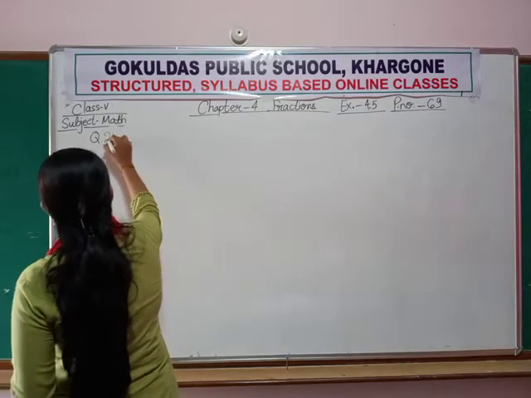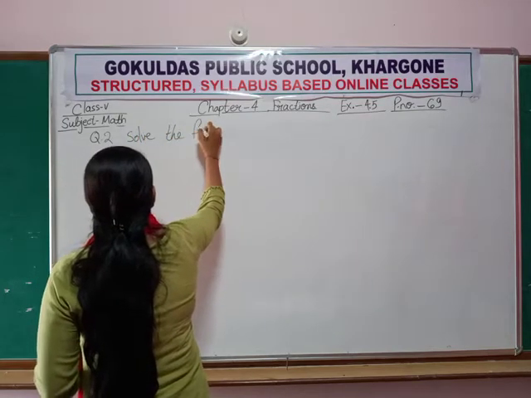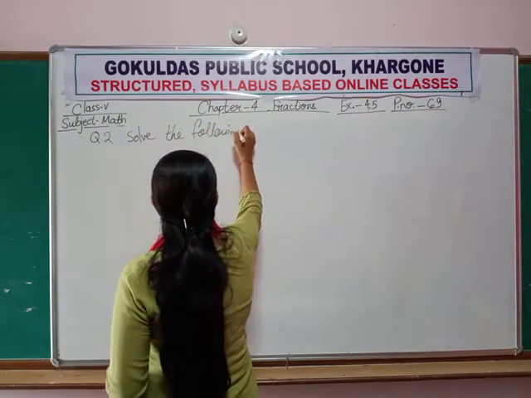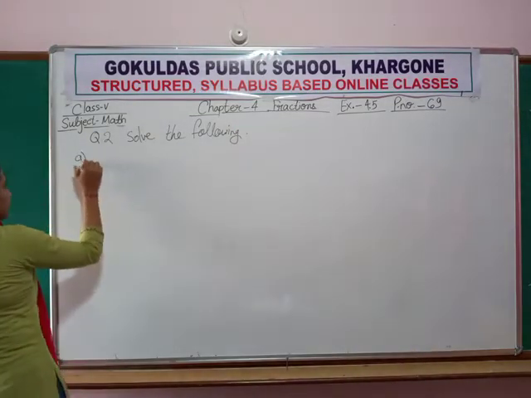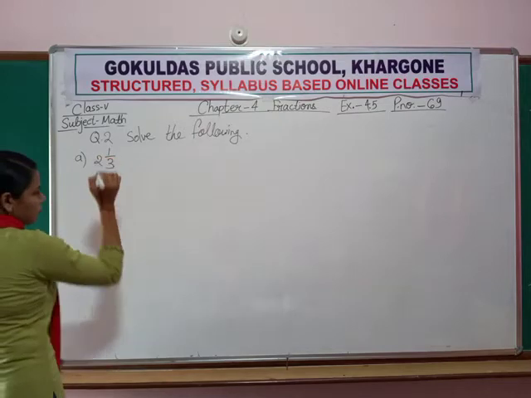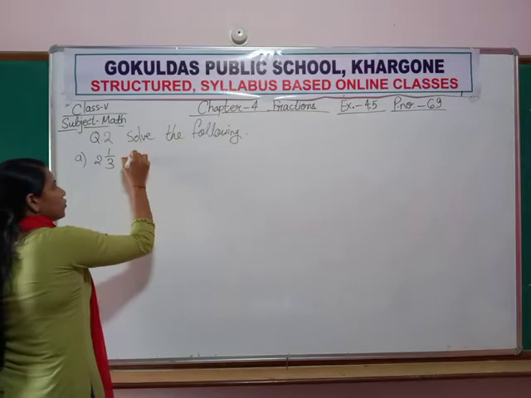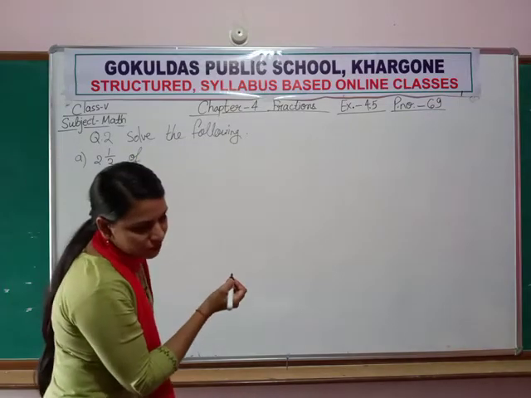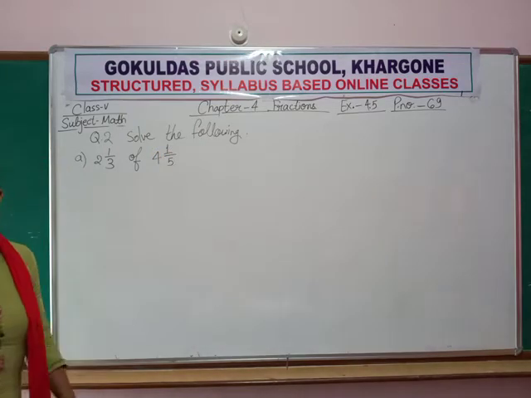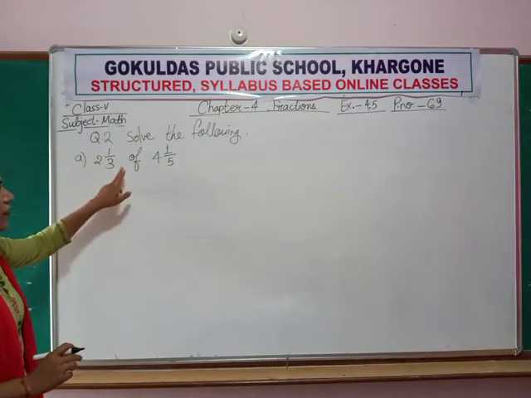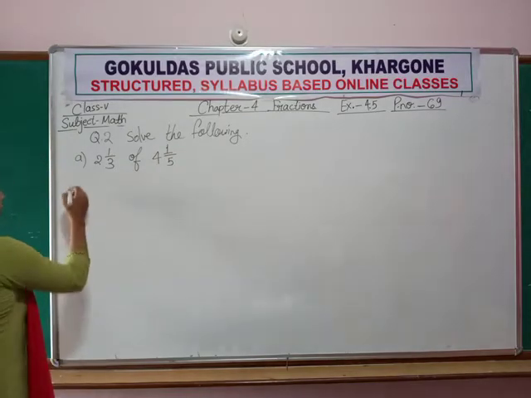Question number 2. Solve the following. Part A, 2 1/3 of 4 1/5. It is your given question, right? 2 1/3 of 4 1/5 is your given question. Okay?